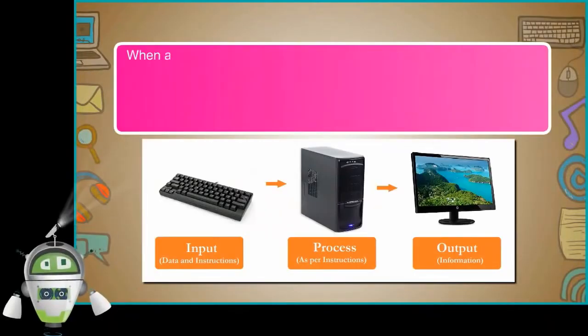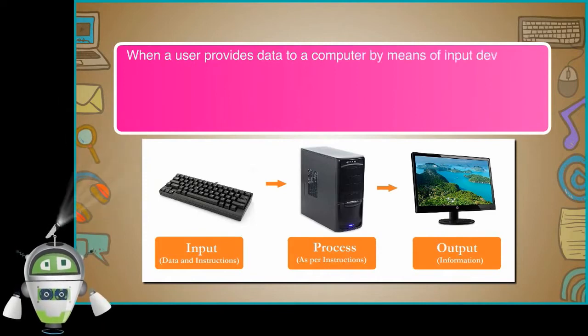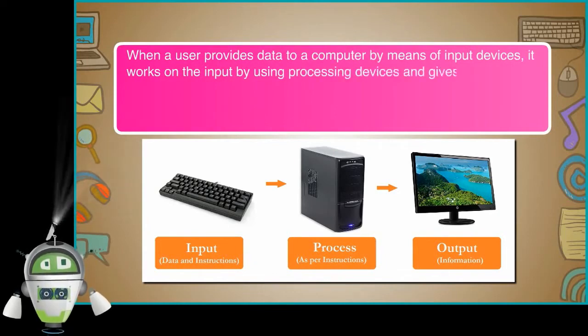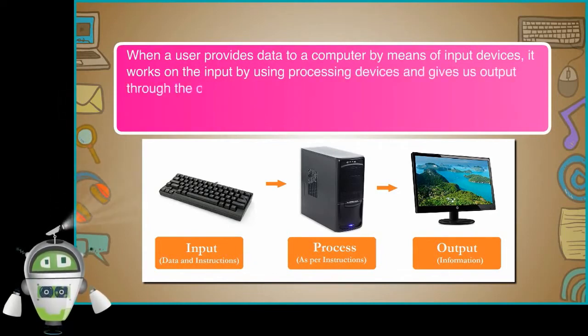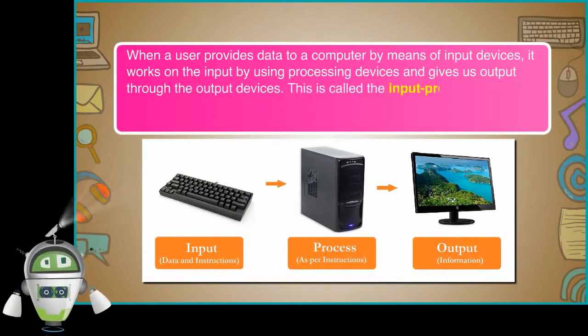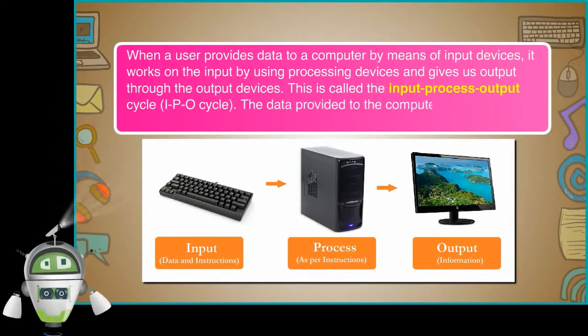When a user provides data to a computer by means of input devices, it works on the input by using processing devices and gives us output through the output devices. This is called the input process output cycle, IPO cycle. The data provided to the computer are stored inside the memory.